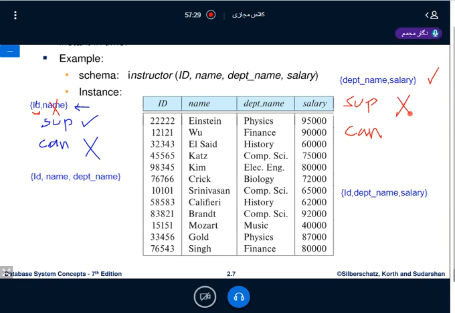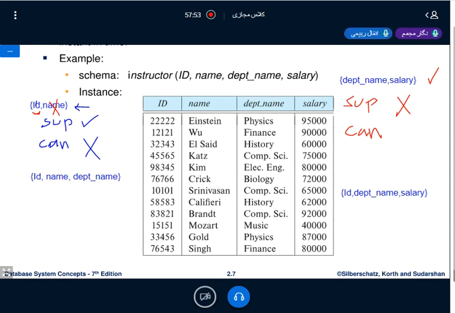No, it's not a super key. Why? Because with the dept name and salary, we can't find a unique value. For example, here is an example of the data. Maybe I have some data like these.